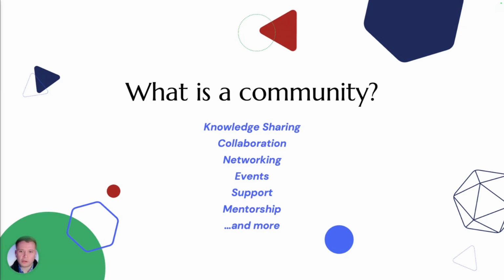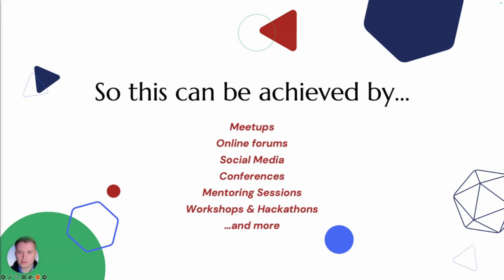So there's a few ideas below on what makes a community. For example, knowledge sharing, collaboration, networking with each other, events, a big part of community, of course, as well, but also supporting each other and providing mentorship and more. And it's important to say that we don't have to have an event to create community. There are many different ways of doing this. So as you can see, you can achieve your community through meetups, for example. That's what a lot of people are often thinking about doing.